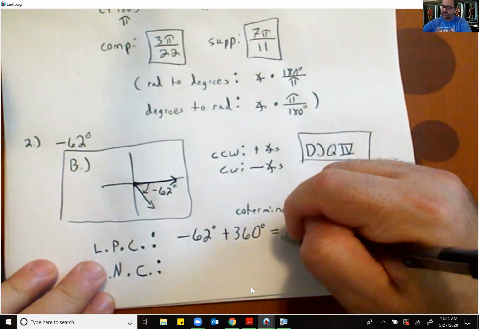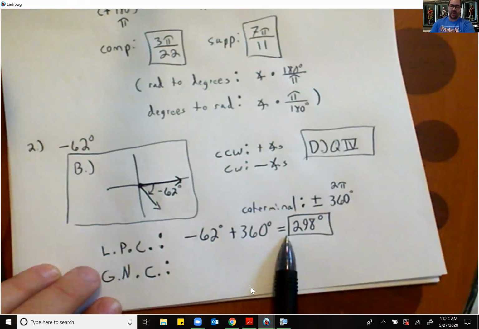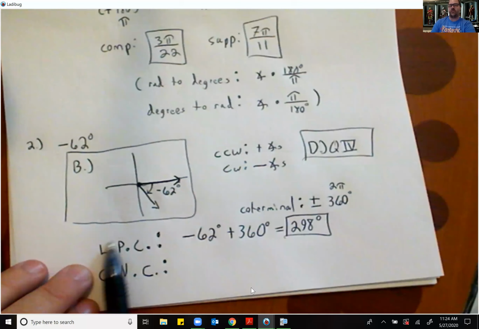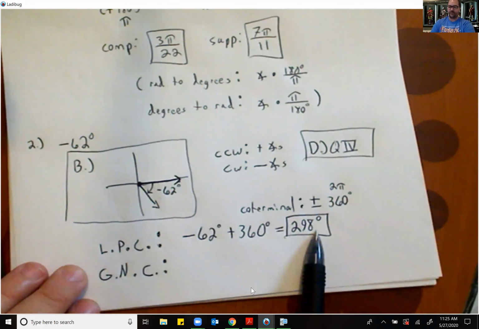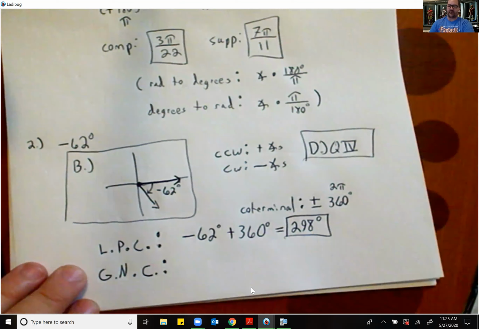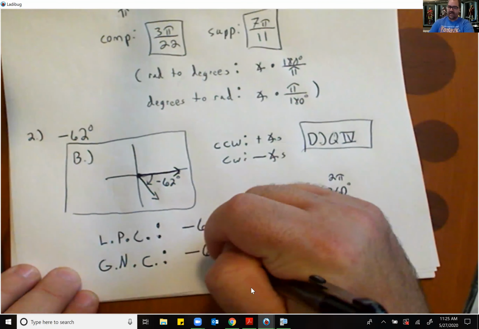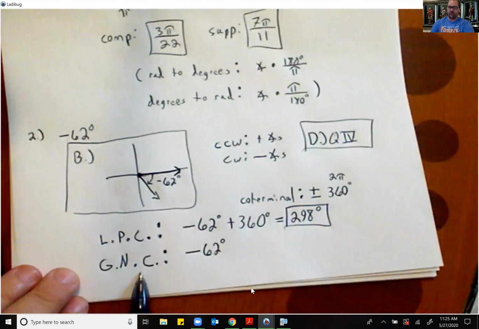This is what they consider the least positive coterminal angle. And in fact, that is the least positive coterminal angle, because to be the least positive coterminal angle, you need to be between 0 and 360. So this is good. Now down here, it says give us the greatest negative. Technically, negative 62 degrees is the greatest negative coterminal angle.